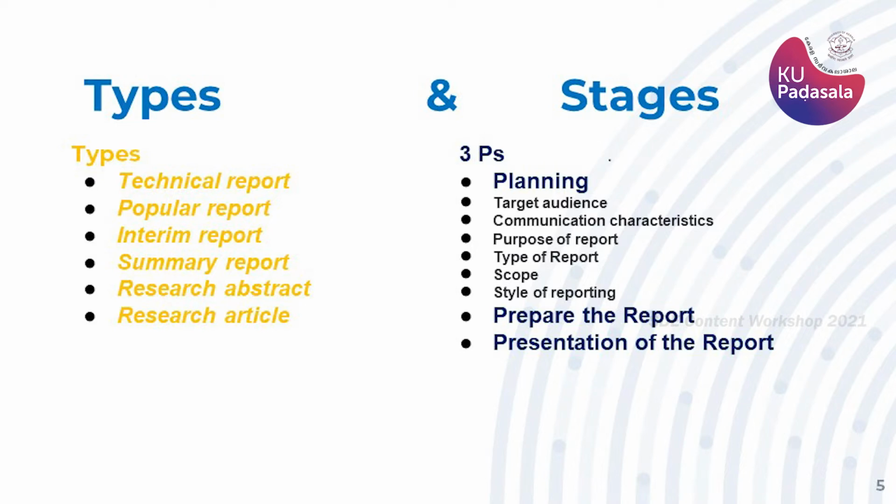Okay, I hope you understand the meaning as well as the purpose and functions of a research report. Now we are proceeding to various types of research report. There are different types of research reports depending upon the purpose for which the report is prepared. But a broad classification is now being presented by me in this particular session. The research report may be classified into different groups, such as technical report, popular report, interim report, summary report, research abstract, and research article.